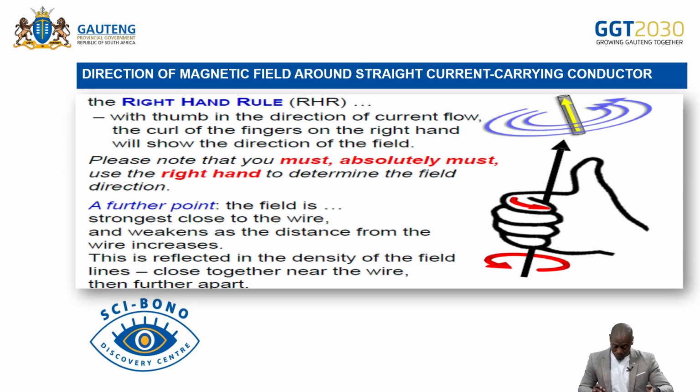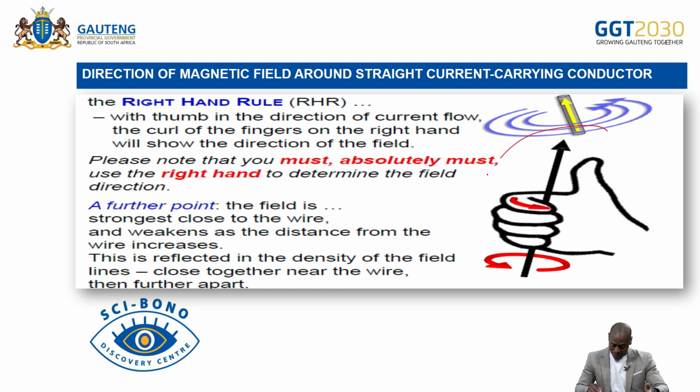Now maybe before we look at the loop, we have talked about the straight conductor. As long as there's current flowing through it, there will be magnetic field around it, right? And then how do we determine the direction of that magnetic field? We use your right hand rule, right?